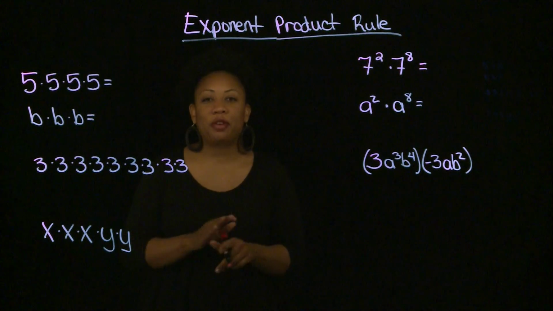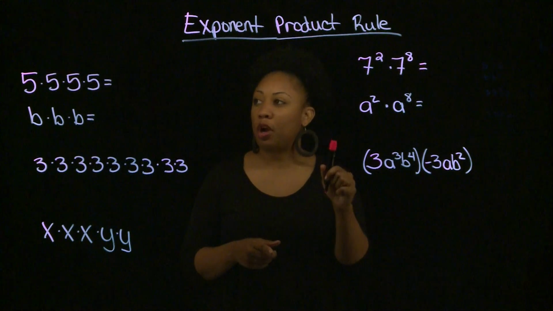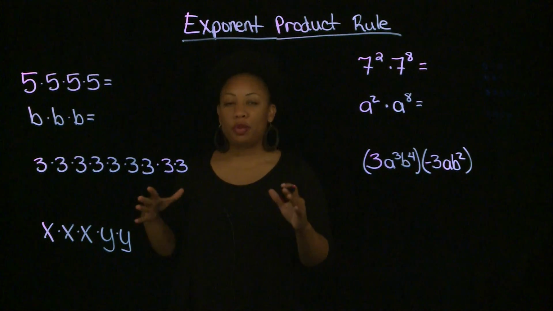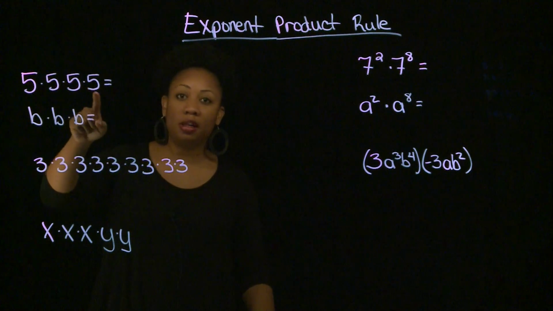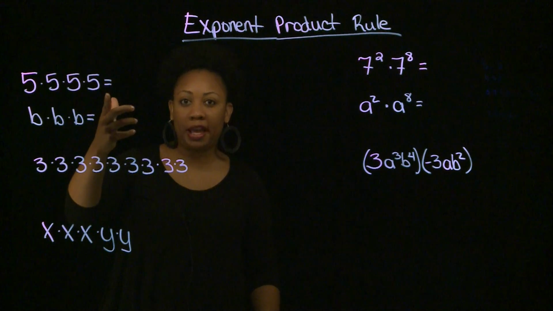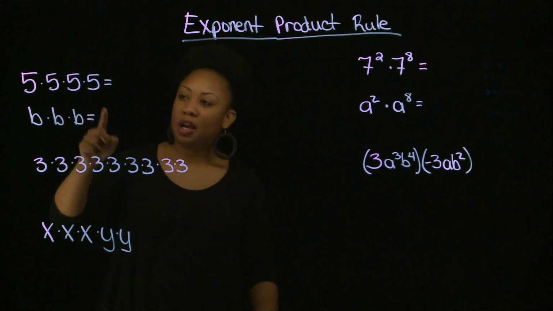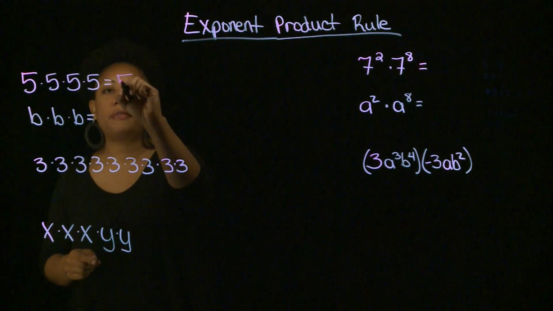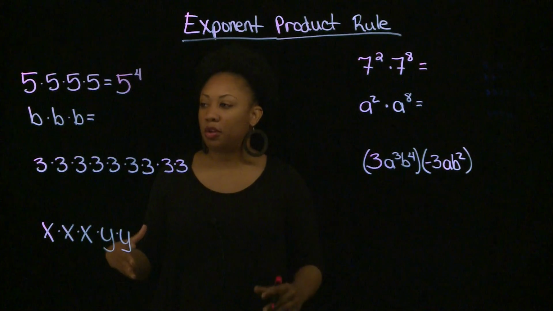Okay, so the next thing that we're going to talk about is exponents. First, we're going to look at the product rule. So remember, when we're dealing with exponents, if we have a number times itself, the exponent says how many times we multiply it by itself. So I have 5 times 5 times 5 times 5, multiplying 5 by itself 4 times. So I'd write that as 5 to the 4th.